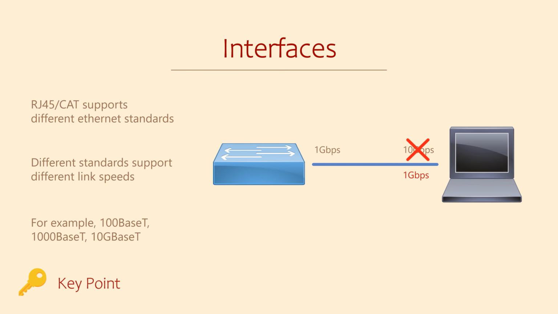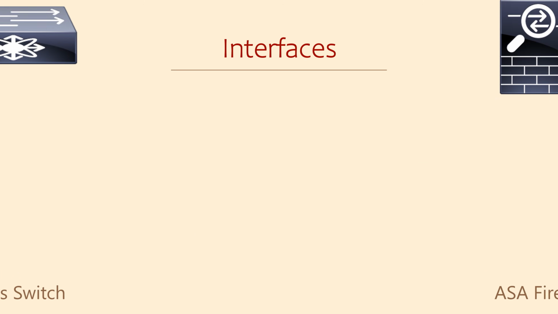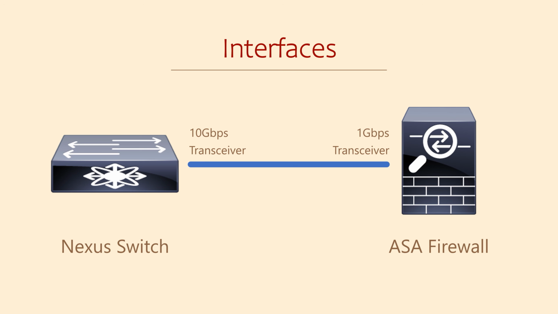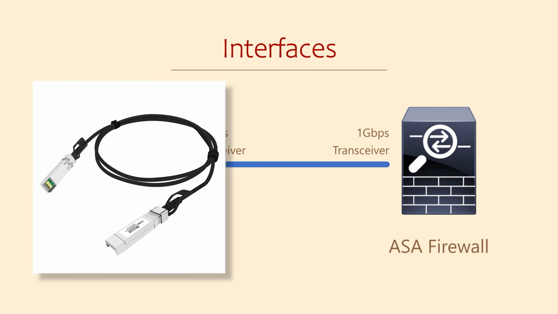I learned this the hard way years ago, when I had a 10 gig switch and a 1 gig ASA firewall. I used a copper DAC cable to connect them. The DAC cable, as shown here, is a copper cable with a transceiver built into each end. Sometimes they're known as twinax cables.